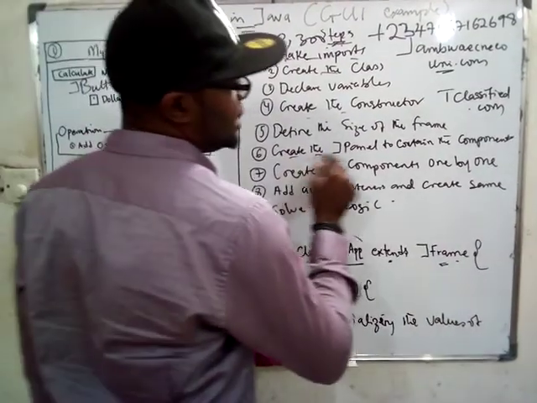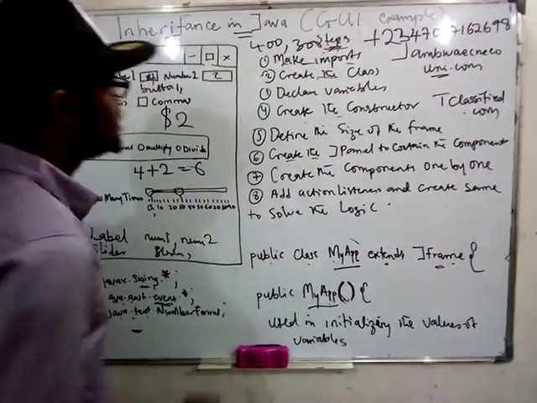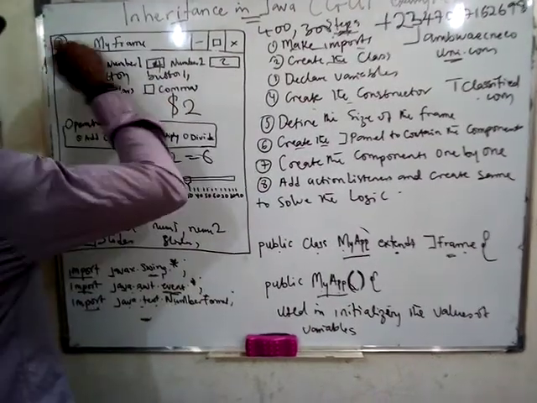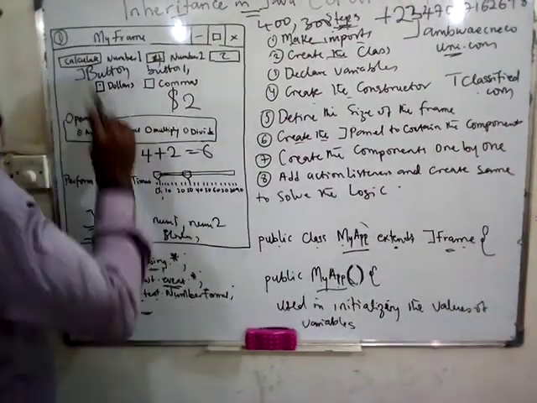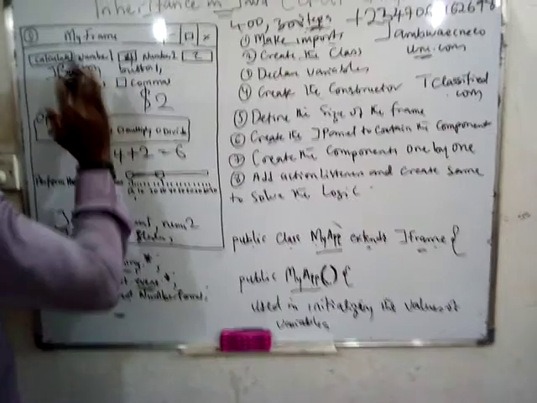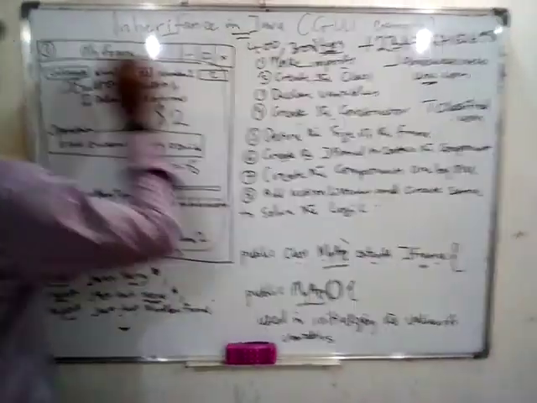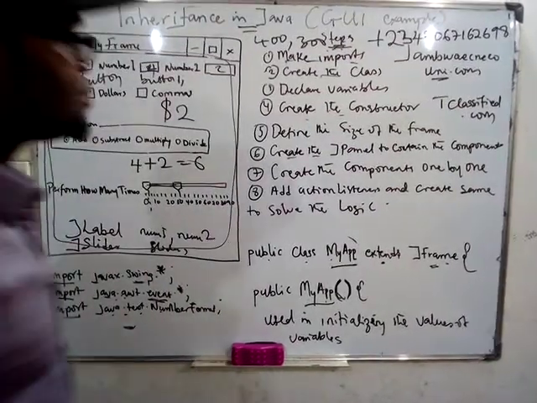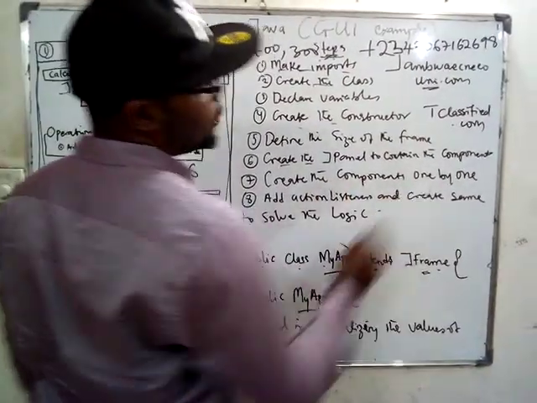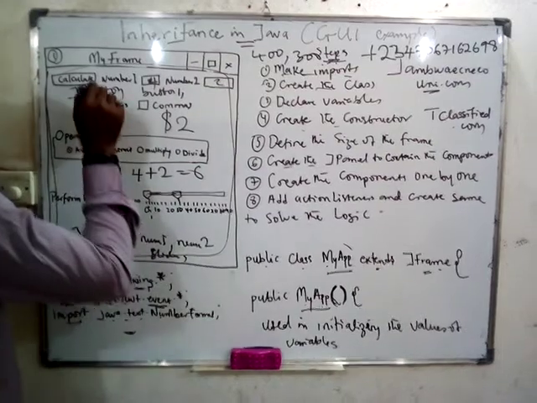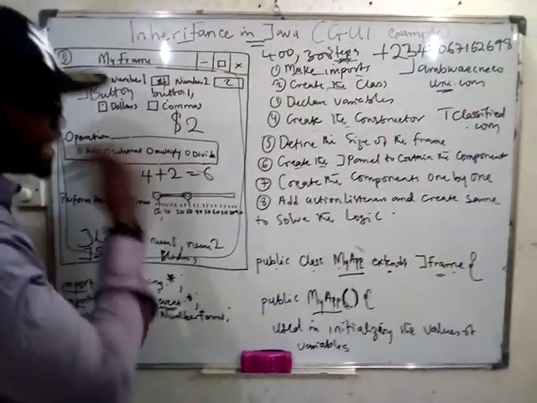Then number 6, create the JPanel that contains the components. All these components that are inside this frame, they are already stored or kept on top of a panel known as JPanel. So you have to create the JPanel. Then create the components one by one. Then you start creating these components, these variables that you've declared. Create all of them and add them to the panel.